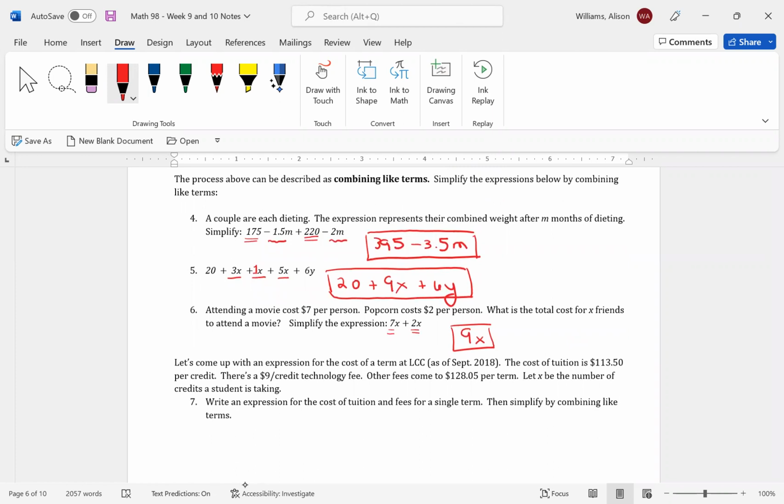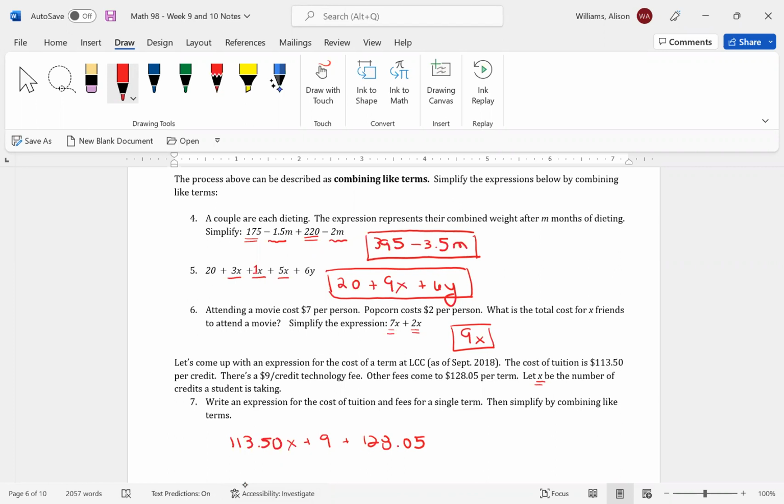So let's start with the tuition. They're going to pay $113.50 per credit. So since they said X is the number of credits, we'll times that number by X. Then there's a $9 credit fee, or maybe all of the classes have a credit fee, meaning in order to use their technology labs and stuff. And then there's other fees they're going to pay that approximates to be $128.05 per term. But since that's per term, and this is just for one term, we only need to put one term there, and that's it. So we can combine some like terms.